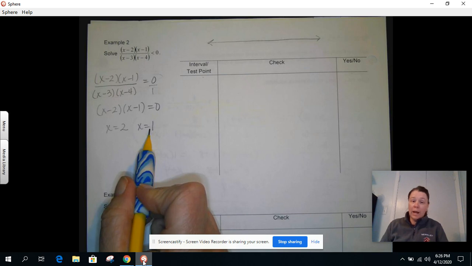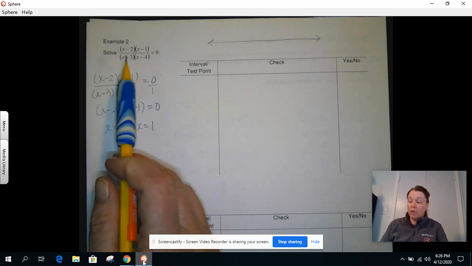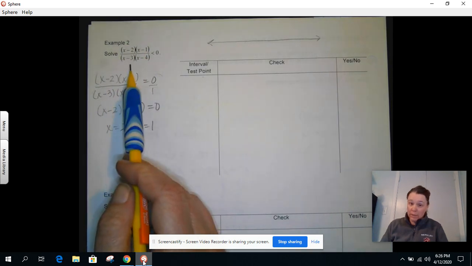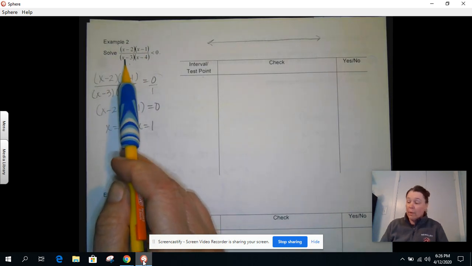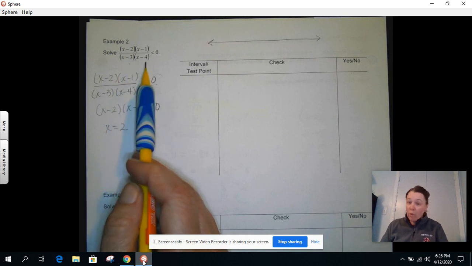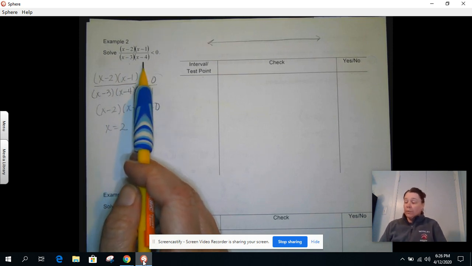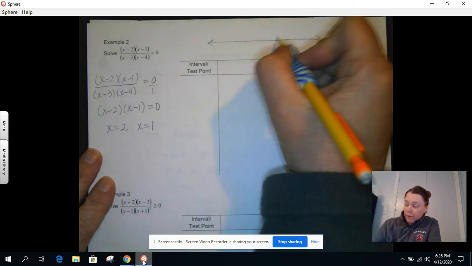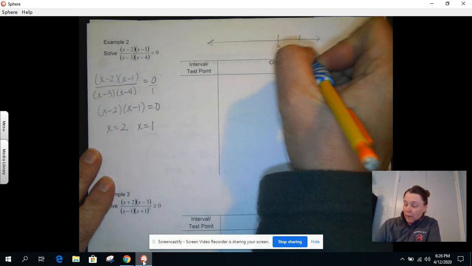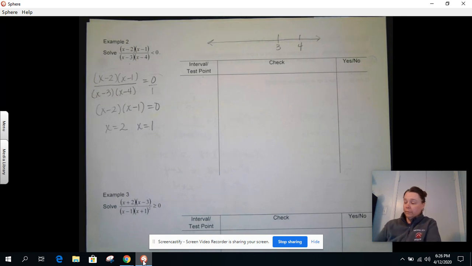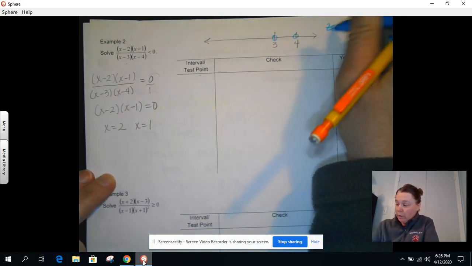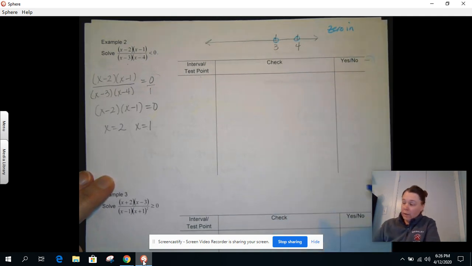The other thing I have to think about is, because this is rational, I can never have anything that would make the denominator 0 as part of my solution. So I'm also going to have to put the 3 and the 4 on my number line. So let's start with that. I'm going to put the 3 and the 4 on my number line, and those come from they give me 0 in the denominator.